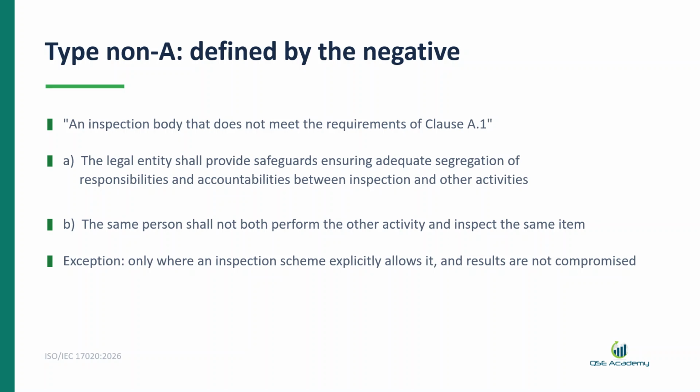And then there are only 2 requirements. First, the legal entity shall provide safeguards within the organization to ensure adequate segregation of responsibilities and accountabilities between inspection and other activities. Second, and this one is very concrete, the design, manufacture, supply, installation, servicing, maintenance, and the inspection of the same item shall not be undertaken by the same person. There is one exception, and it is narrow, where a scheme requirement explicitly allows it, and as long as it does not compromise the inspection results. So the person-level firewall is the heart of type non-A.